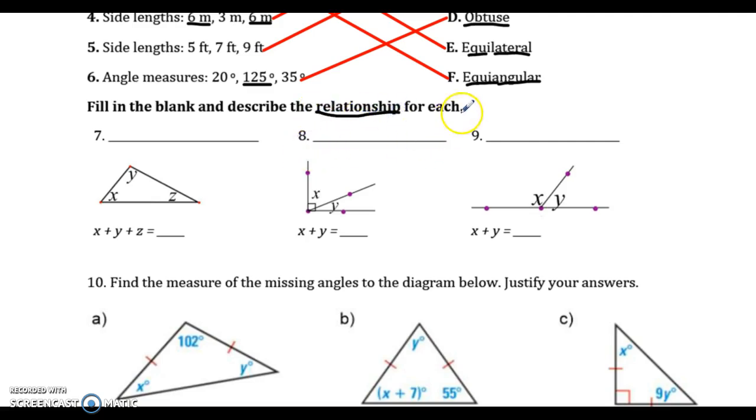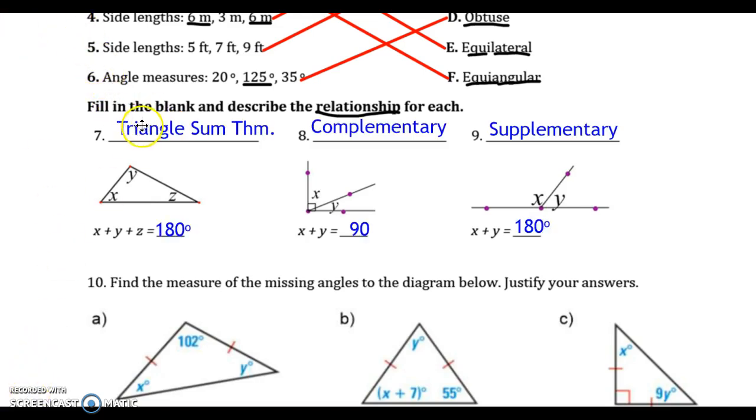Moving right along to numbers 7, 8, and 9, we're talking about the relationship for each. You could also think of these as theorems. Take a moment to figure those out, and I'll give you the answers in a few seconds. In this first example, it was triangle sum theorem. That THM is an abbreviation for theorem. We know that x plus y plus z, the 3 interior angles of a triangle, are equal to 180. We also know here that if these 2 angles are making up this right angle, that this angle x plus this angle y, those measures are going to be equal to 90 degrees. There should be a degree symbol there. I'm going to put that in a moment.